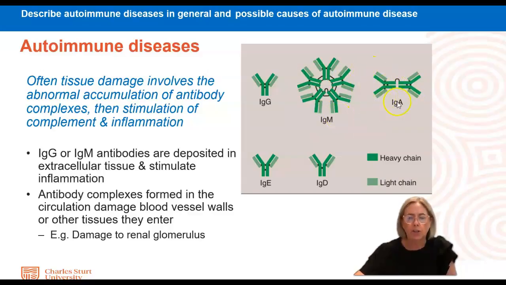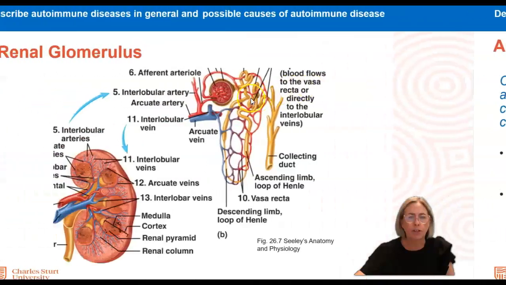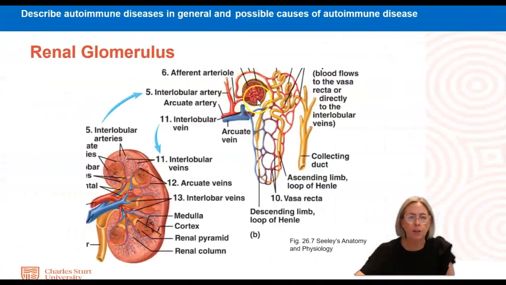IgA is found in secretions such as tears, mucus, and saliva. IgE, as we've previously mentioned, is involved in those immediate hypersensitivity reactions. And IgD then only makes up about 1% of all immunoglobulins, and it's found in the plasma membrane of immature lymphocytes. And just a little bit of revision here, we're looking at a nephron. Here's the glomerulus. Remember, this is where the first step of urine formation takes place in terms of glomerular filtration.